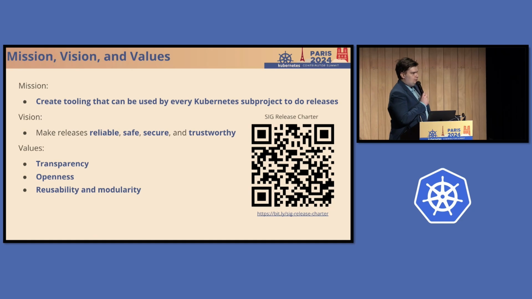Before we start, what is our mission, vision, and values? In an interesting way, we want to create tooling that can be used by every Kubernetes subproject to do releases. You can take the tools from the places where they are, put them in a CI/CD pipeline for you, and have the magic happen. And why do we do that? Our vision is to make releases reliable, safe, secure, and trustworthy, and we are doing a lot of jobs to make that happen.